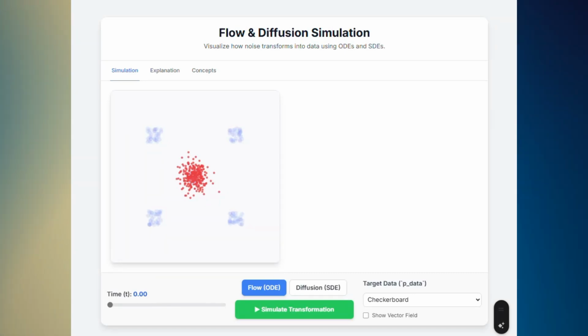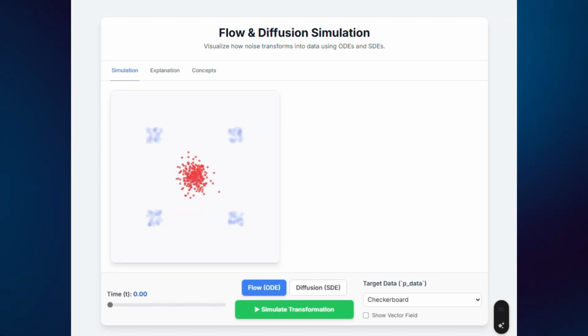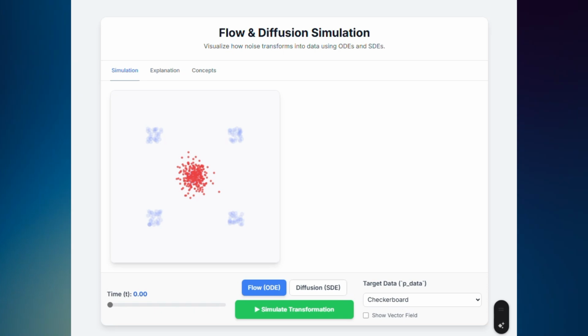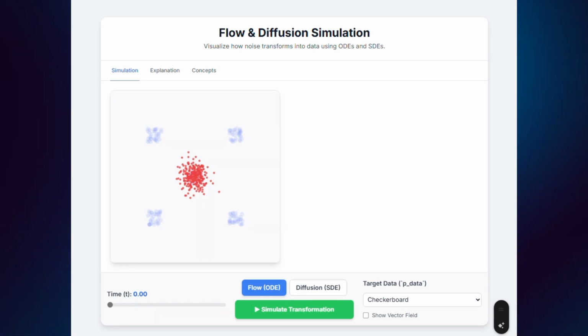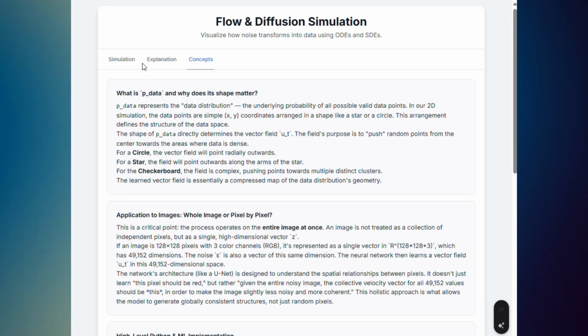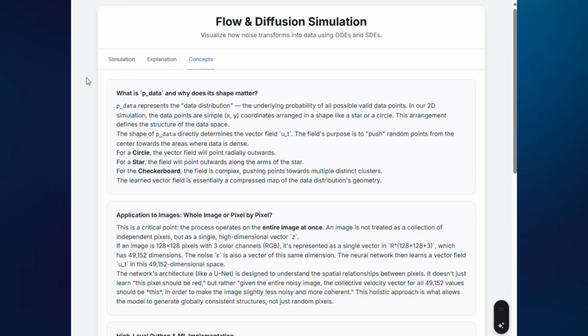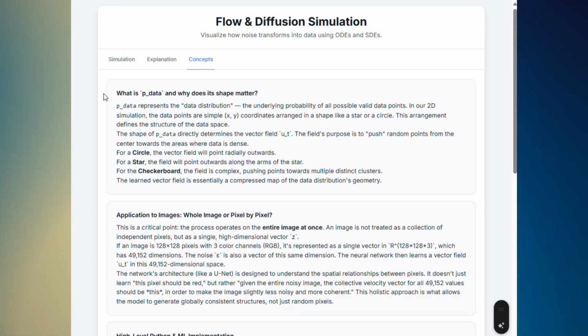Let's go over flow and diffusion simulations. The core idea of generative modeling is to learn a transformation from a simple, easy-to-sample probability distribution. These transformations are achieved by simulating a differential equation over a time interval.